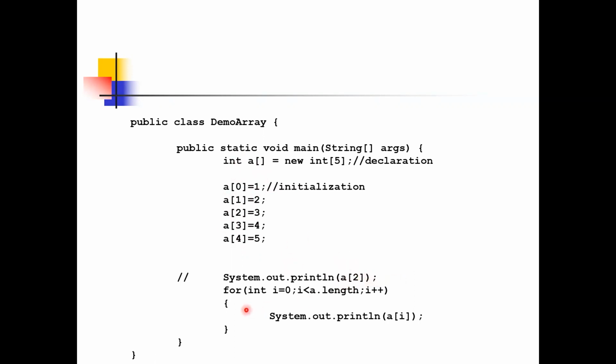Now, if you want to apply a loop through an array, then for int i equals 0 and up to the length of the array, and you want to print everything. Every time you cannot write a0, a1, a2, a3. If suppose there are 10 values in the array, you have to write it 10 times. So then we will apply the loop, up to length, and it will print all the values.